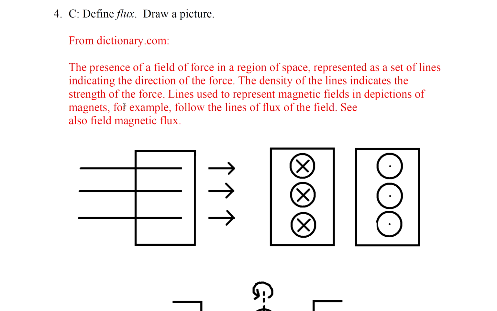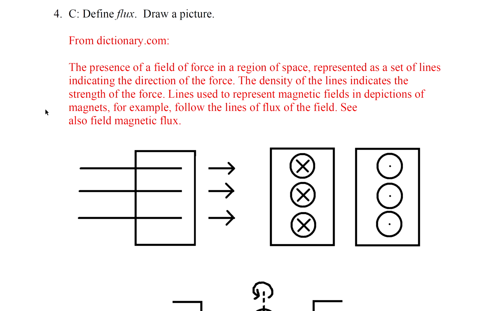Question number 4, define flux. Draw a picture. So from dictionary.com, flux is the presence of a field of force in a region of space represented as a set of lines indicating the direction of the force. The density of the lines indicates the strength of the force. Lines used to represent magnetic fields in depictions of magnets, for example, follow the lines of flux of the field.